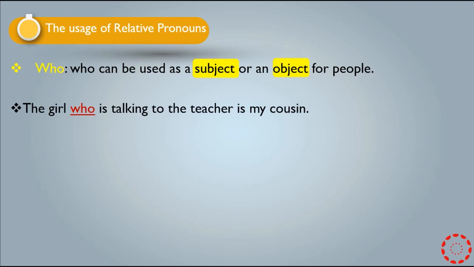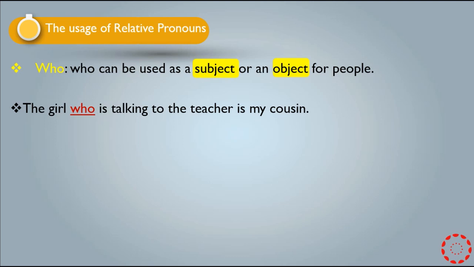For example, the girl who is talking to the teacher is my cousin. Look, here we have who. Why do I use who? Because the girl is a person. I am talking about a person, a girl. That is why I am using who instead of something else.